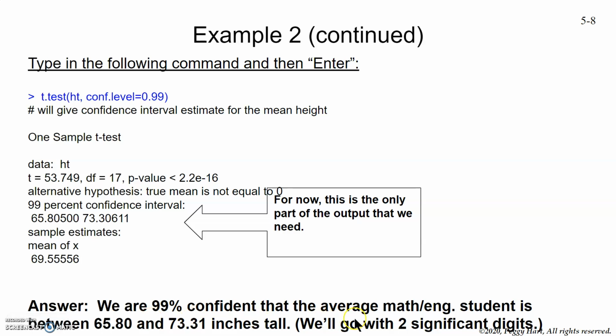We're 99% confident that the average math engineering student, this was my 2020 class, is between 65.8 and 73.31 inches tall. And we're going to go with 2 significant digits. And I bet that's still true about the class. I bet that is true about math and engineering students. Probably does capture your mean.